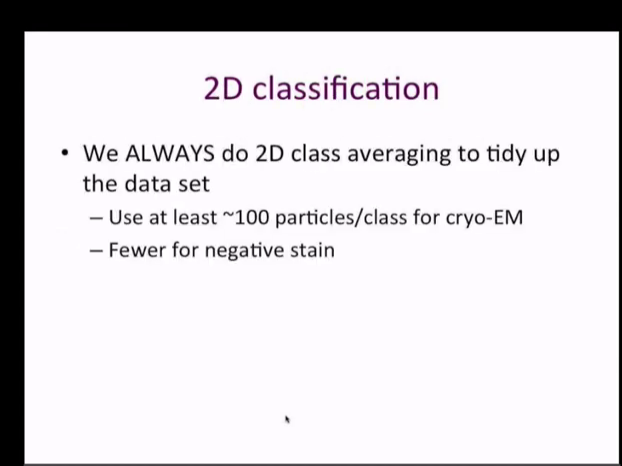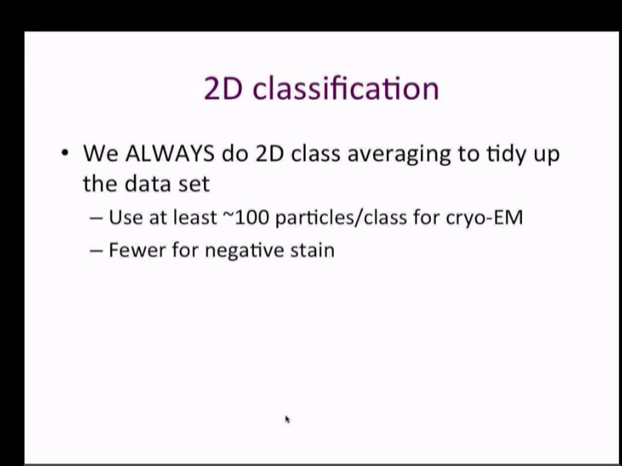So for 2D classification, we always do 2D classification when we get a new data set. One of the main aims is to just tidy it up, get rid of bad particles, and just see which particles average nicely together with other ones. I think it's the best, it gives you the best impression of how good your data will be. If you start to see all kinds of secondary structure elements in your 2D classes, you know 3D reconstruction should go well, provided you have enough different views.